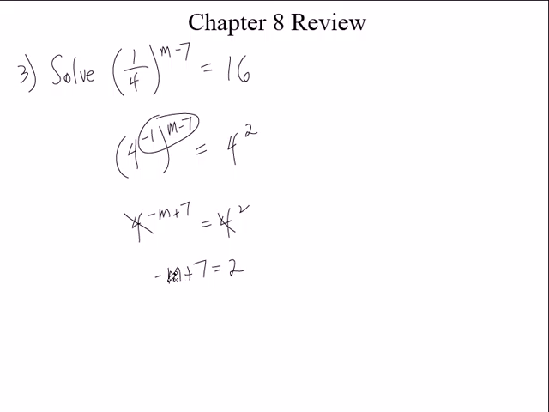You could do this a couple ways. You could add an m if you wanted to, subtract a 2. What's m going to be? It's going to be 5. That's all there is to that. That's the trick right there.